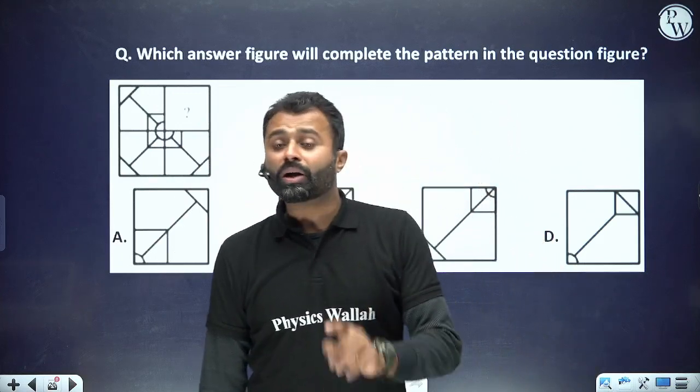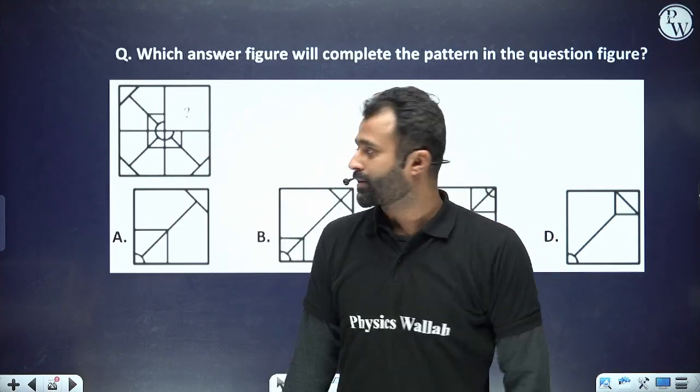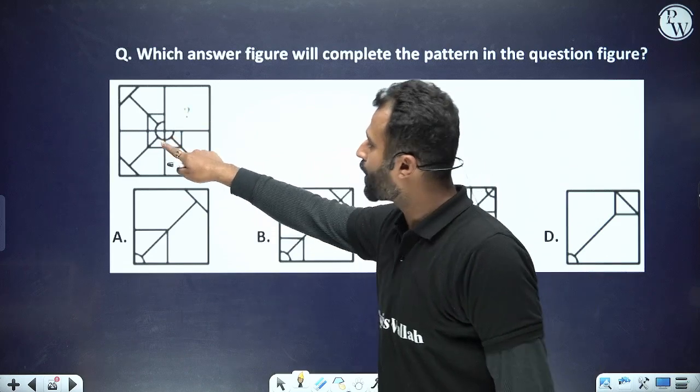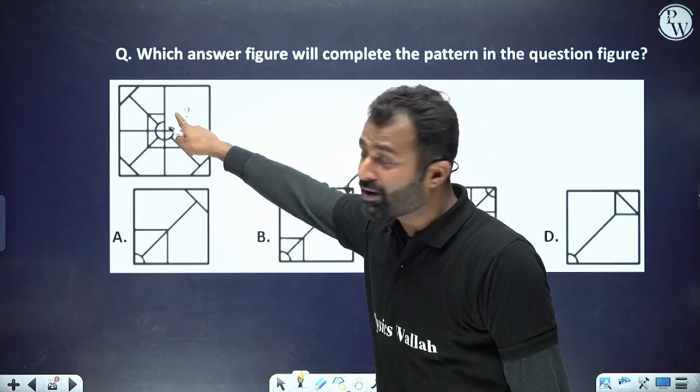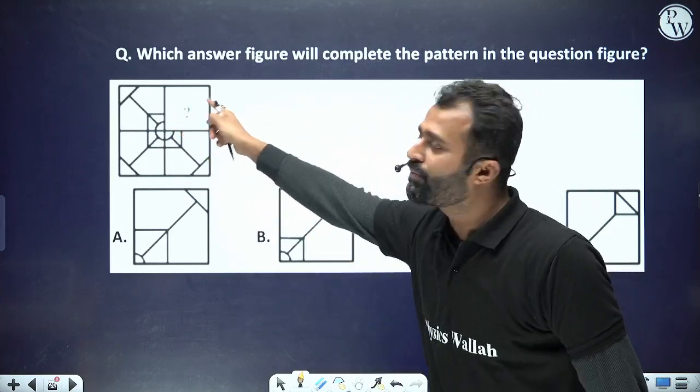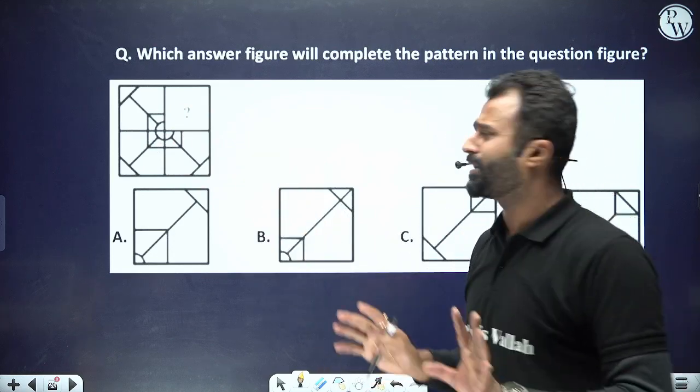Now talking about the second, that is incomplete figure. So here you have a structure which is incomplete. Here you have a question mark. So you need to find out which of these options will fit properly in this question mark. This is your agenda for this.